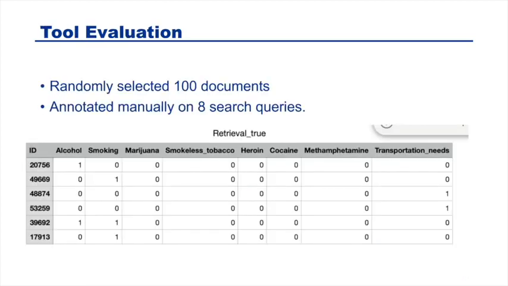So for evaluation, we randomly selected 100 documents from the dataset, and then we created 8 queries, and we looked at all of those documents and produced annotations based on whether they are relevant to the query, in the form of just a binary relevance score.